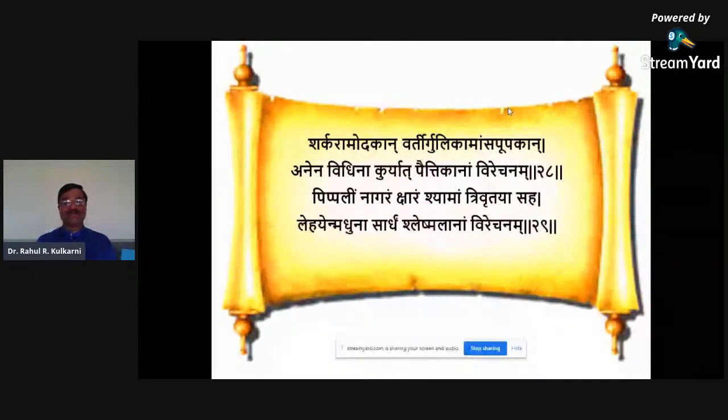Sardham, Shleshmalanam, Virechanam. So here, the Shleshmaja Prakriti, that is Kaphaja Prakriti person, this Leha, where the Trivrut and Shama Churna, both along with Pippali, Nagara and Kshara are mixed and prepared, and that along with madhu, if it is subjected for lehanartha, that will help for sukha virechana in shleshmaja prakriti persons.